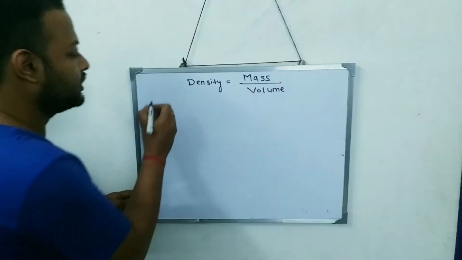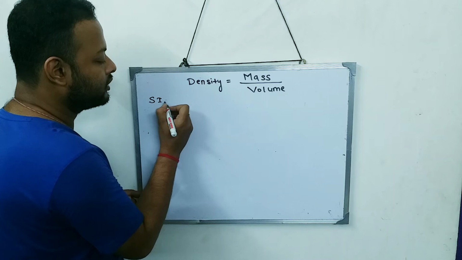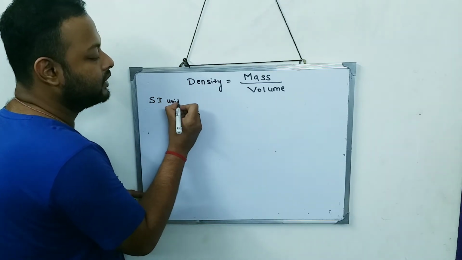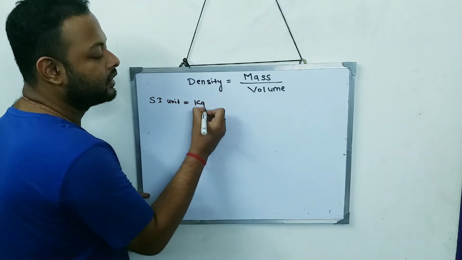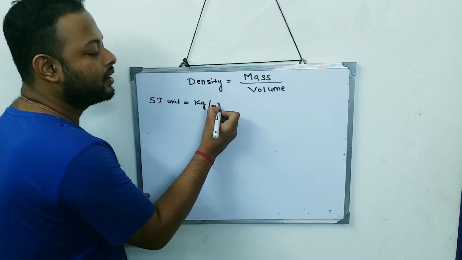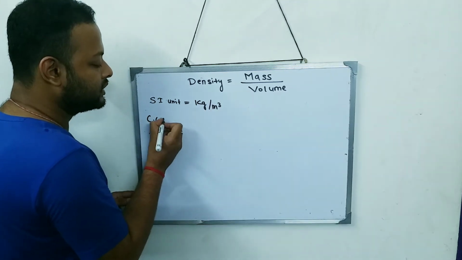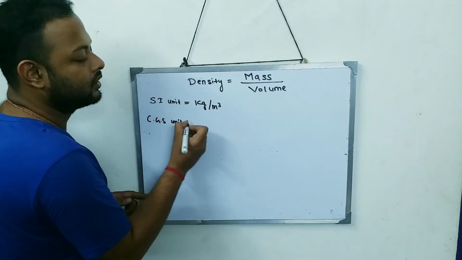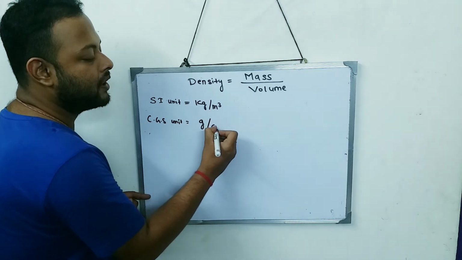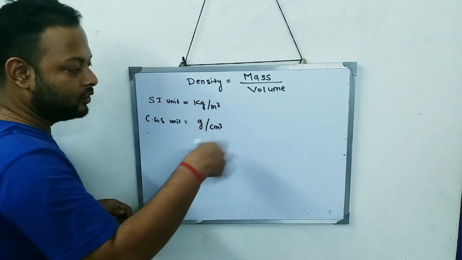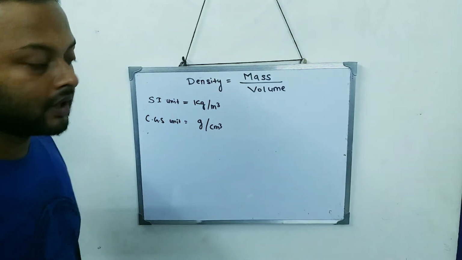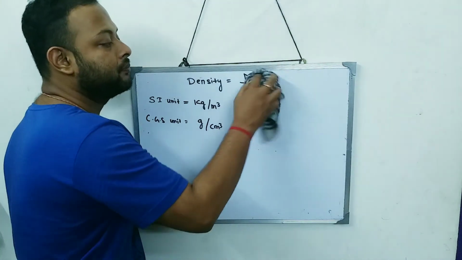So we know, first let me write. SI unit of density has a unit of kg per meter cube, and CGS unit of density is what? Gram per centimeter cube. Now I need to build a relationship between them, and this relationship is very important.